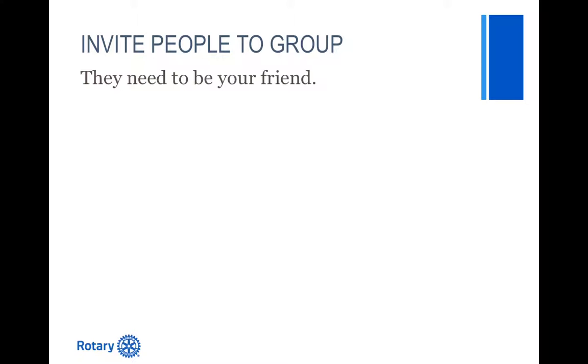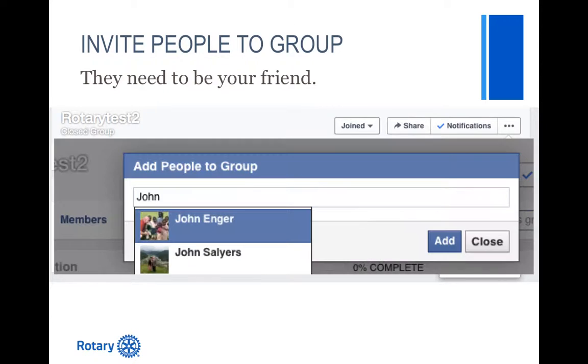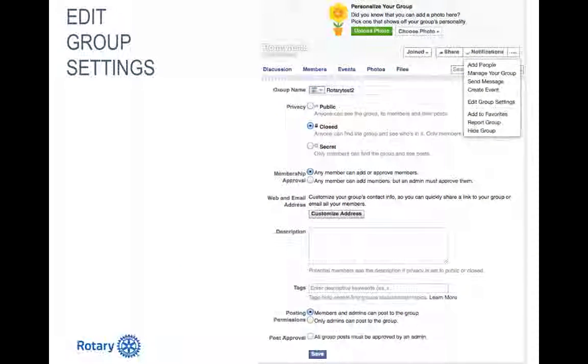Next, you want to invite people to your group. Here's a hint about this. They actually need to be your friend on Facebook to invite them to the group. So here's how you would do this. You would go to the group, and then in this top right menu, signified by 3 dots, you would click Add People. Once you do that, you start to type the name of your friend that you think is appropriate to add to the group. Once you type their first name, and sometimes once you start to type their last name, they'll come up in a menu, and so you can just choose them and hit the Add button.